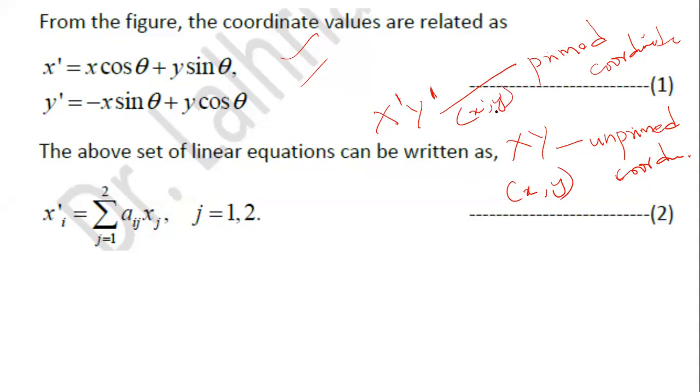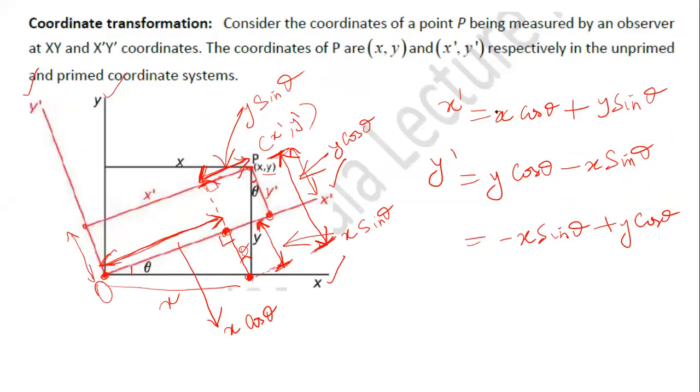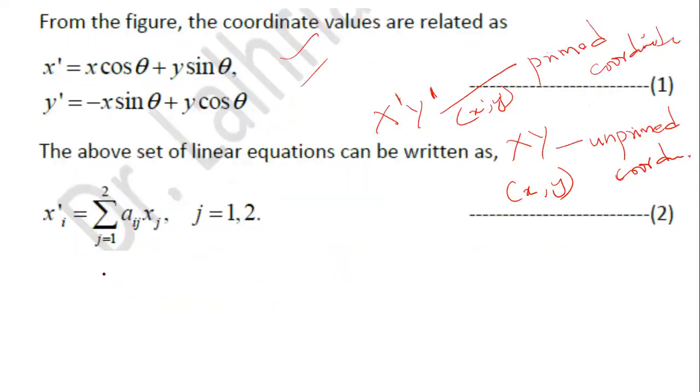So x prime, y prime and x, y are the two coordinate systems defining the location of a point P, the same point in the same space, but one coordinate system is rotated or slightly shifted from the other, but they do have the same origin at the same point here. So in this way we can relate the coordinate variables in prime coordinates with the coordinate variables in unprimed coordinates.